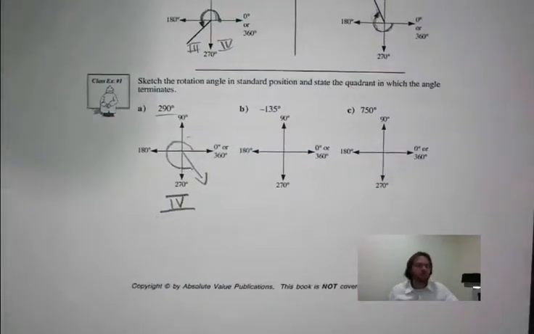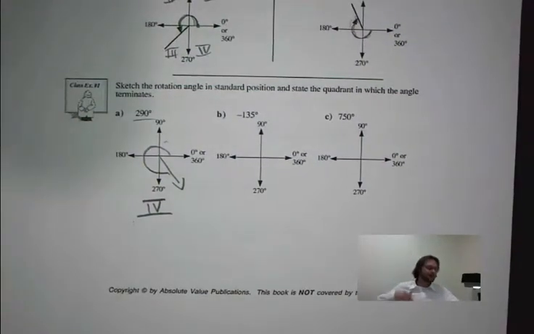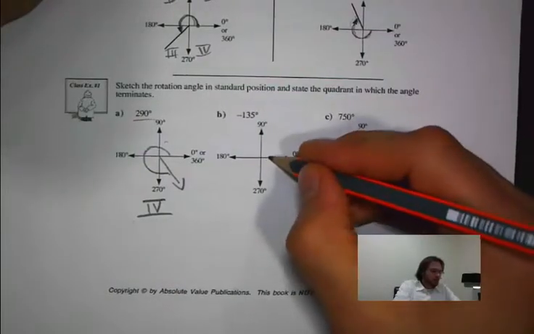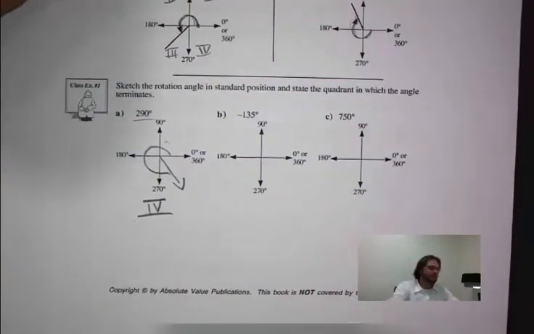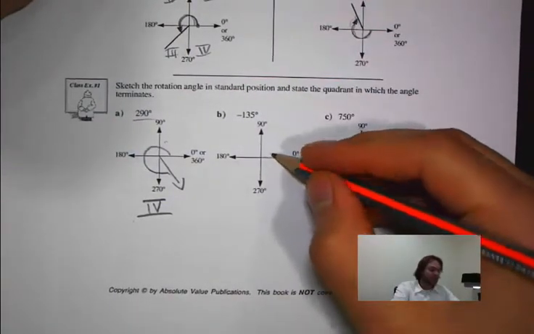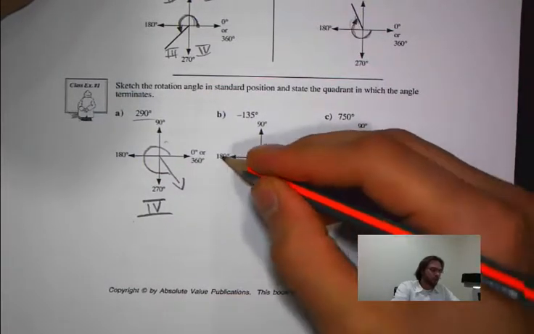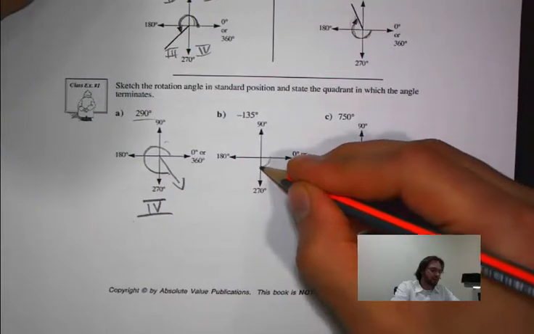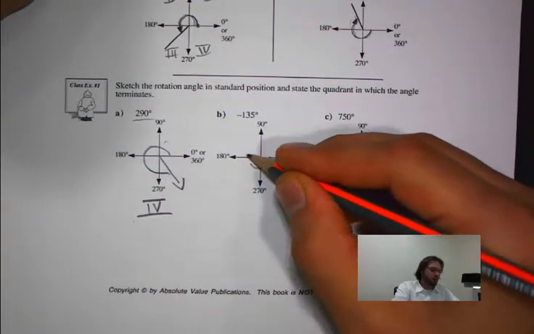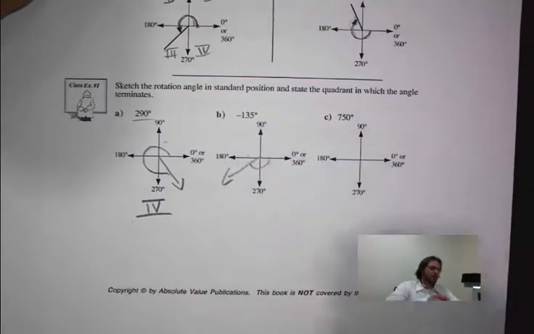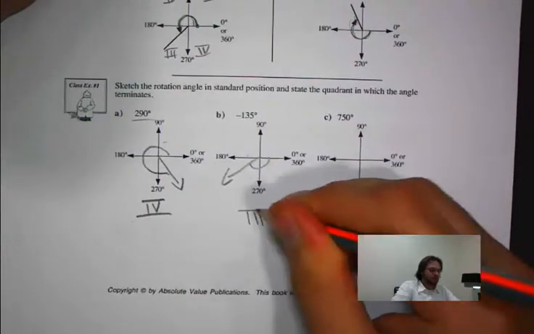Okay, let's try the next one, negative 135. So we start here on our trusty x-axis, but it's negative, so we're going to have to go clockwise this time. And 135, well that's still short of 180, so I go this way, that's 90, and then a bit more, so it's going to be somewhere in there. So that's in quadrant 3.